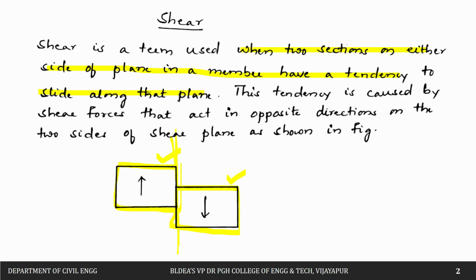Now why is it caused? It is caused due to these forces. These are shear forces which act in opposite directions. If you see this, it is acting in the upward direction, this is acting in the downward direction. So these forces try to shear off a section. So this is what we call a shear.